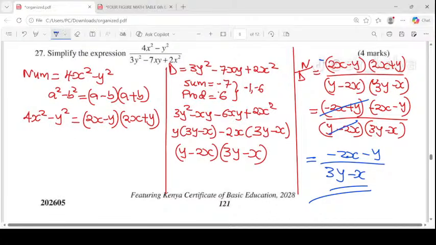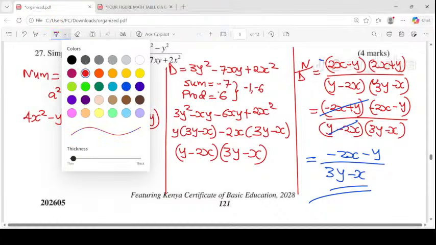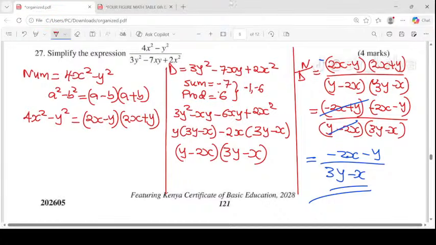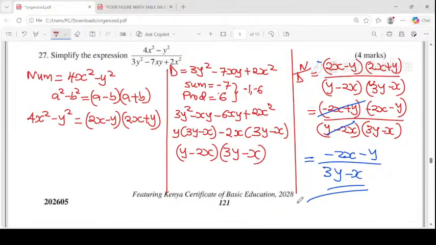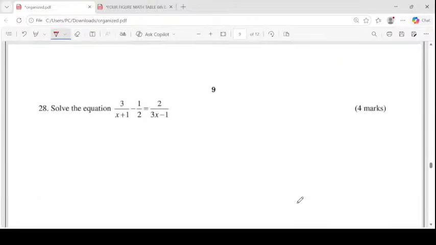Let us go to question number 28. This paper is very interesting, and I love how challenging these questions are. They are a bit involving.